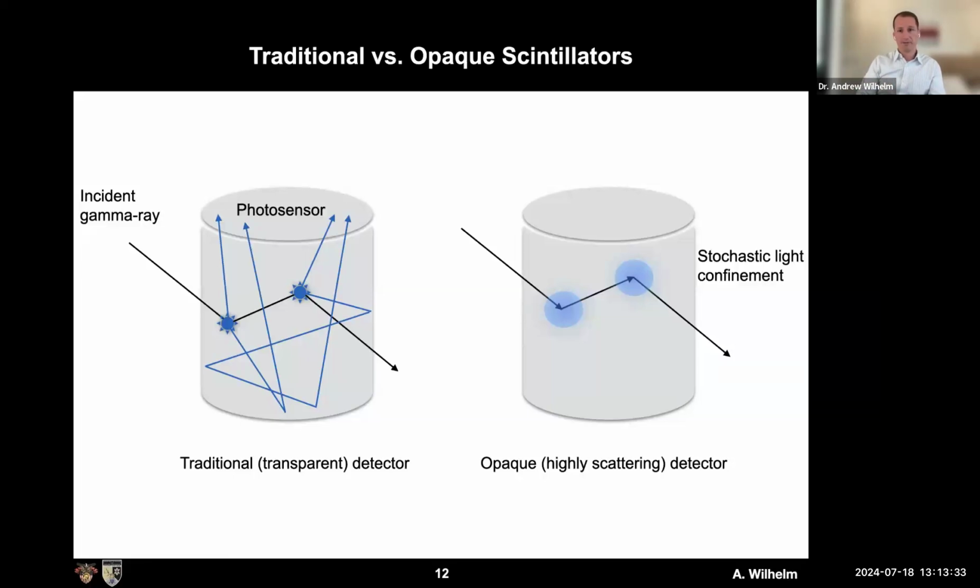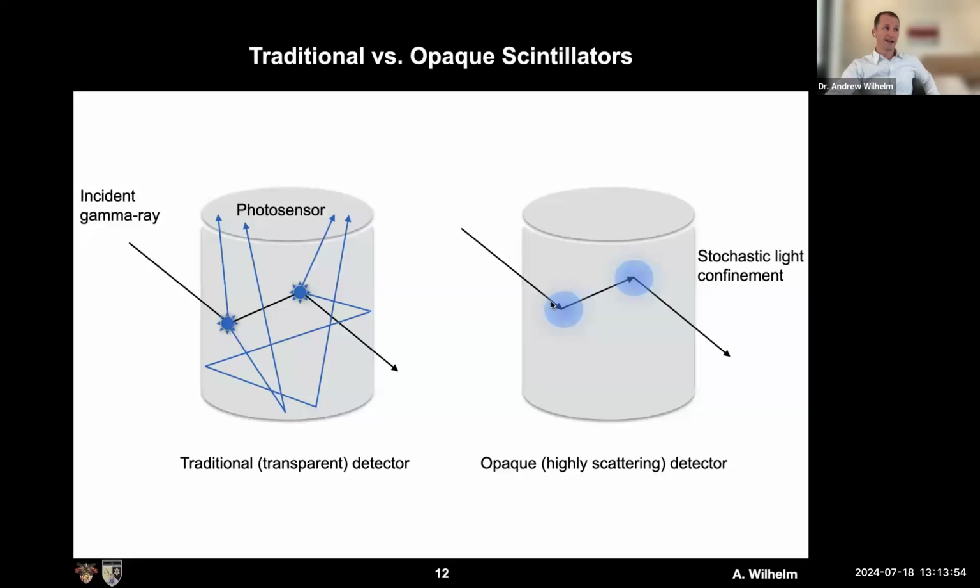A problem of this design is that, unlike the transparent scintillator on the left, where we can put a photosensor at a boundary and efficiently collect the light, if we try to do that in an opaque scintillator, we won't see any light at all. None of this light will make it to this boundary because it's stochastically confined.